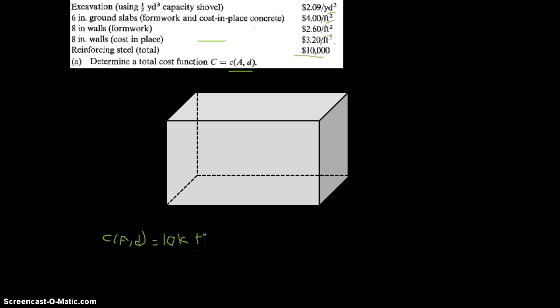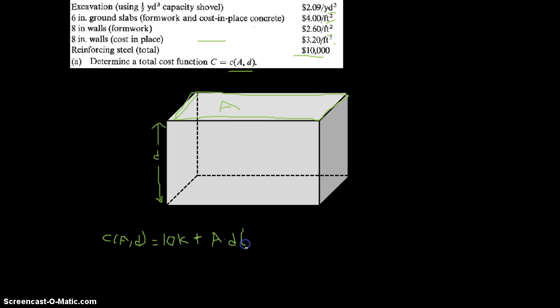Then we look at how much it's going to cost to excavate this thing. That's the first step. We know that our depth is going to be equal to D, and in order to get the volume, we have to multiply by the area of this whole square right here, and we know that area is going to be equal to A. So the volume is going to be A times D.